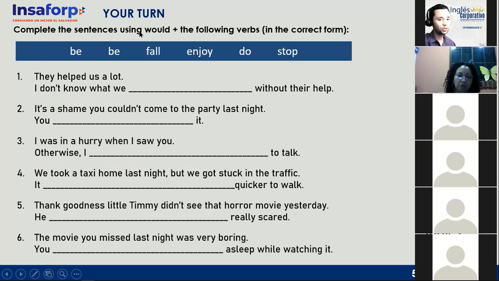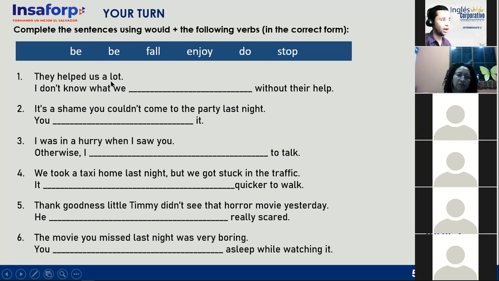Complete the sentences using would plus the following verbs in the correct form. En otras palabras, van a ocupar would have, and a verb in past participle. Vamos a tratar de hacer esto un poquito más rápido. Veamos. You have the verb be again, the verb fall, the verb enjoy, the verb do, and the verb stop. Okay? What about the first one?